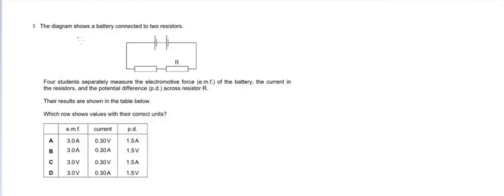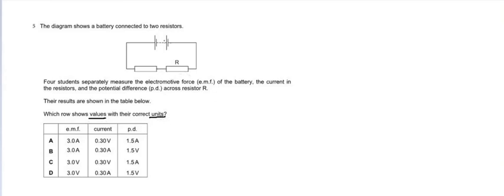The next problem. The diagram shows a battery connected to two resistors, and four students separately measure the electromotive force, that is EMF, of the battery, the current in the resistors, and the potential difference across the resistor. Their results are shown in the table below. Which row shows the values with their correct units? The important thing is to check the units and estimate the values. Our main goal here is to check the units correctly.